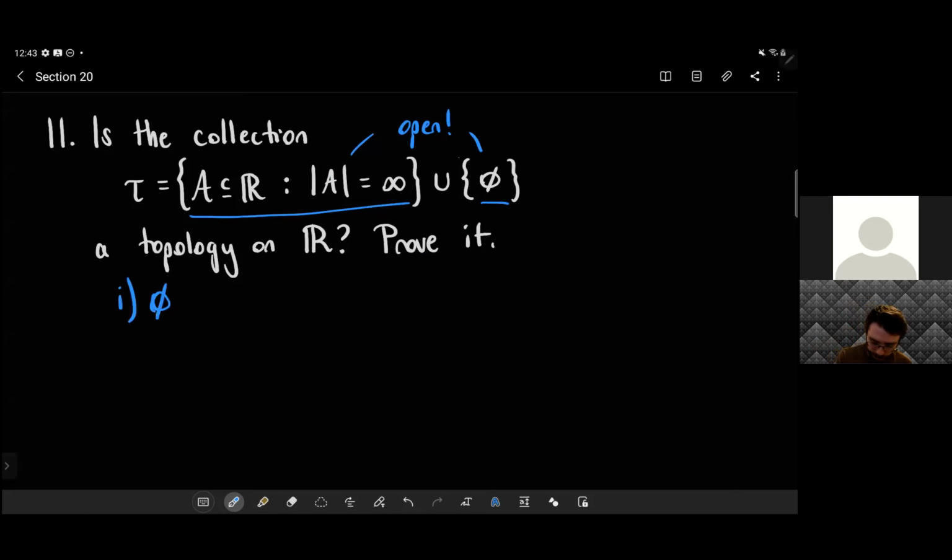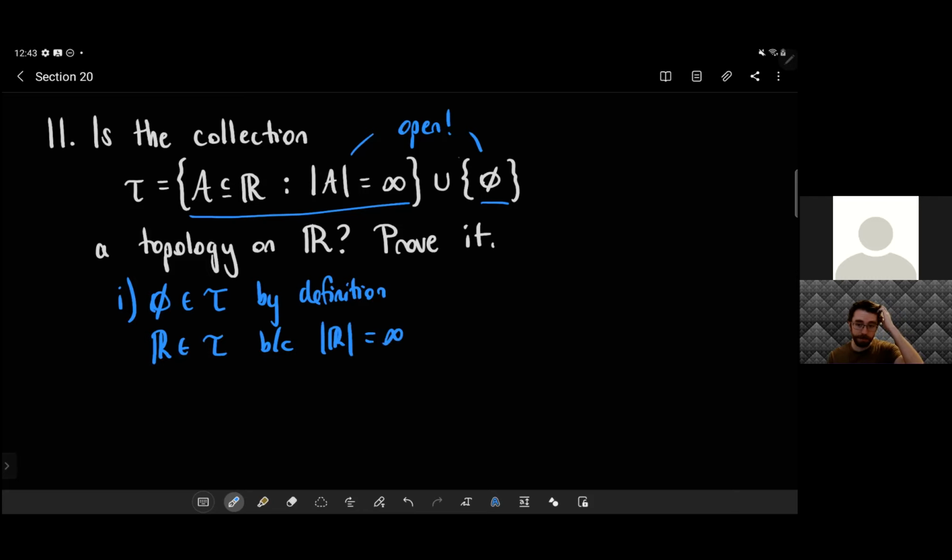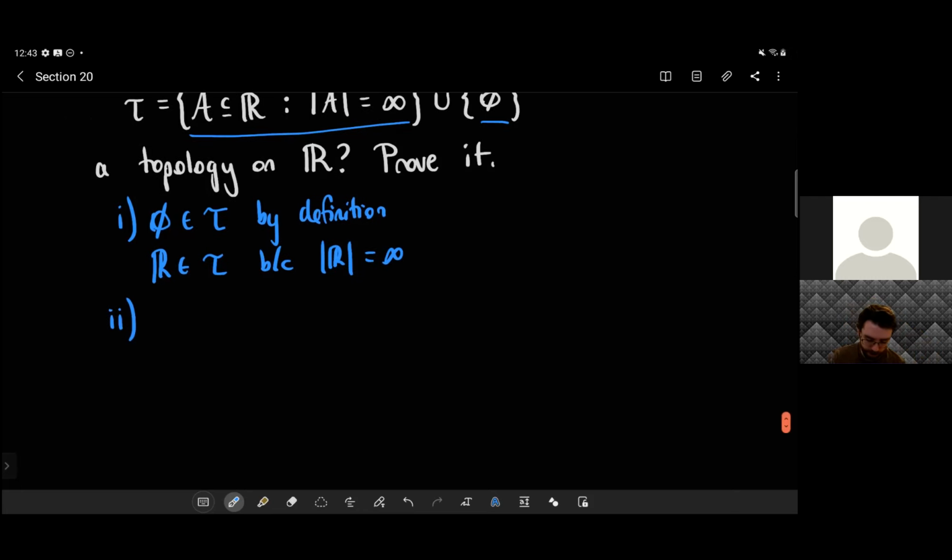Certainly, the empty set is in there by definition. Right, so this first check, we're just checking that the empty set and the whole space are in there. R is in tau, because the cardinality of R is certainly infinite, it's uncountable, right? So it's like big infinity. So that checks off. Next, you want to check if intersections behave well. And last, you want to check if unions behave well. Let's start with unions.